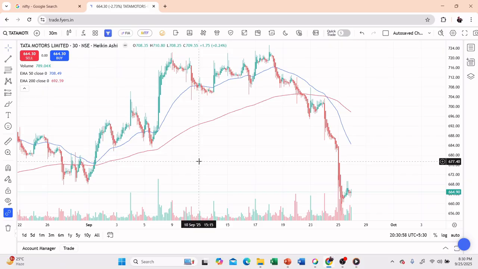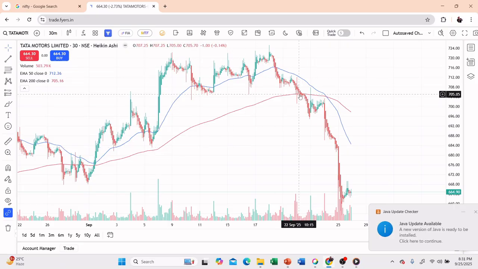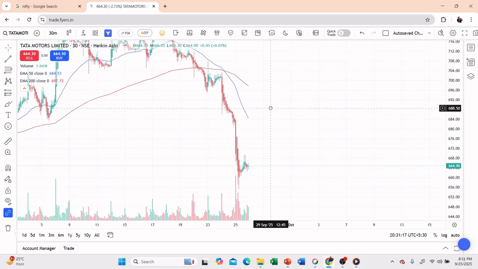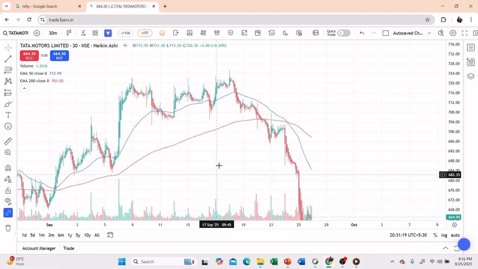So this is how we use 50 as well as 200. As I told you, see here, 200, it is coming near. Probably you can buy in this zone, 683, and then when the price started crossing 705, you just have to exit. At least you would not have made a loss. So this is how you use the 50 as well as the 200. Wait for the retracement to enter. In case of long term trading, always wait.